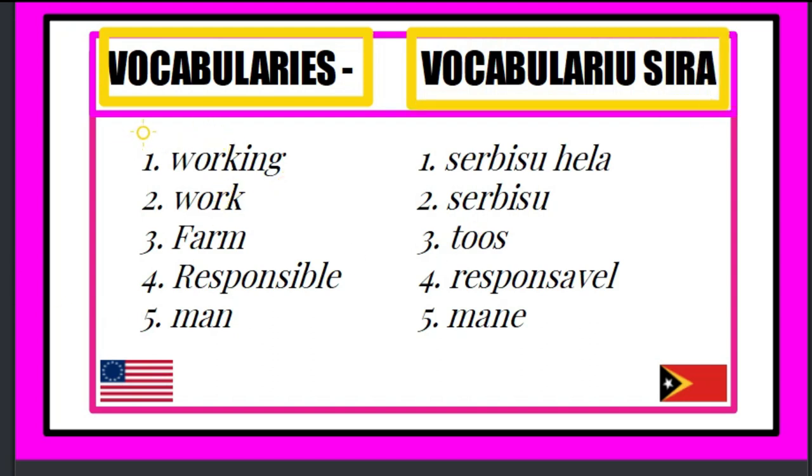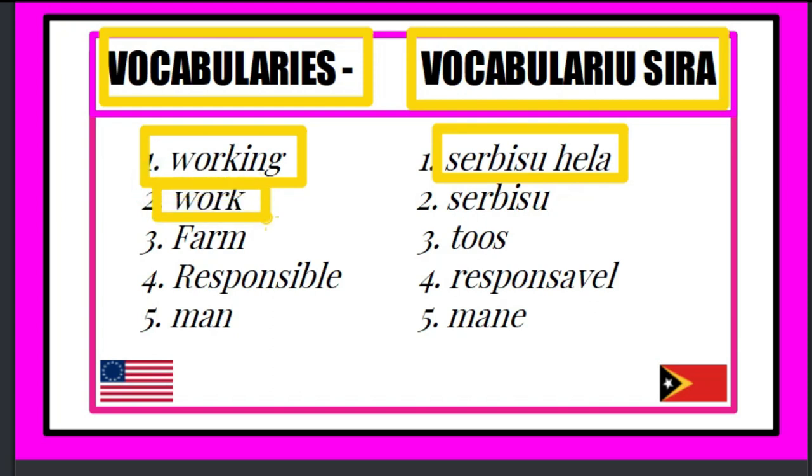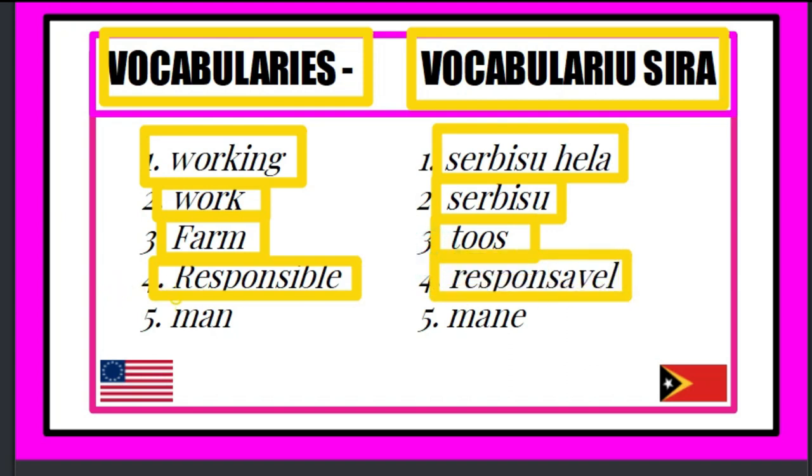Okay. Now we have here number one. Working. In Tetun, working means servisu hela. Actually, I'm not going to explain the progressive tenses, but here they are. Number two, work. In Tetun, work means servisu. Number three, farm. Farm in Tetun means tos. Responsible in Tetun means responsavel. Now next we have man. Man in Tetun means mane.